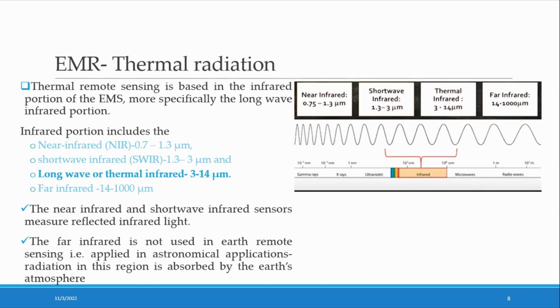This detects reflected energy. And what we are looking at today is the thermal infrared, which is between 3 to 14 micrometers. And this is where the emitted energy is measured. However, we also have the far infrared, which is between 14 micrometers and about 1,000 micrometers. This is, however, not used within remote sensing. It is for other applications like astronomical, because much of the radiation here is absorbed by the Earth's surface. So there is a lot of absorption, so remote sensing cannot take place in that part of the spectrum.